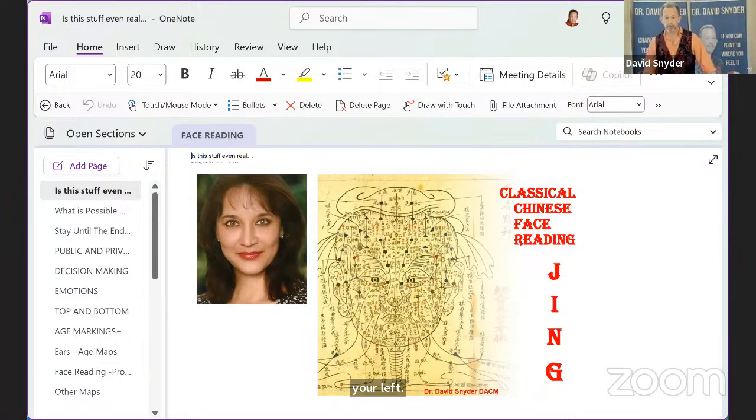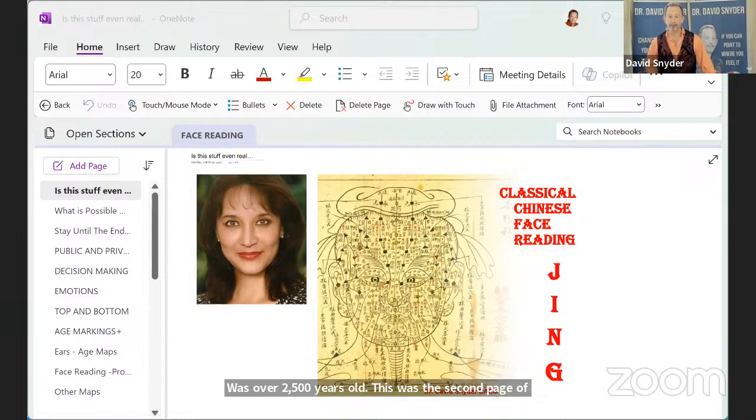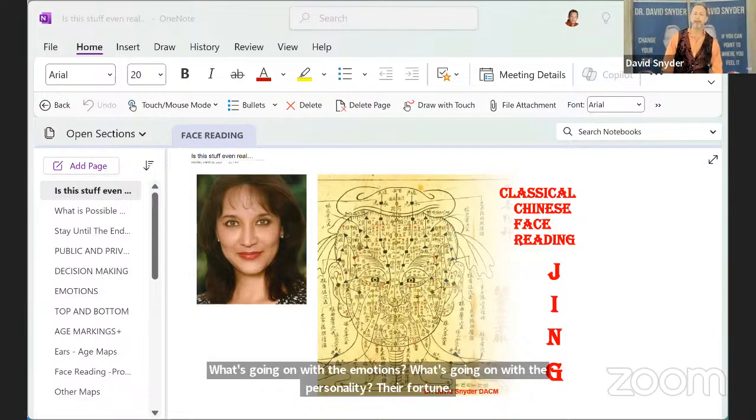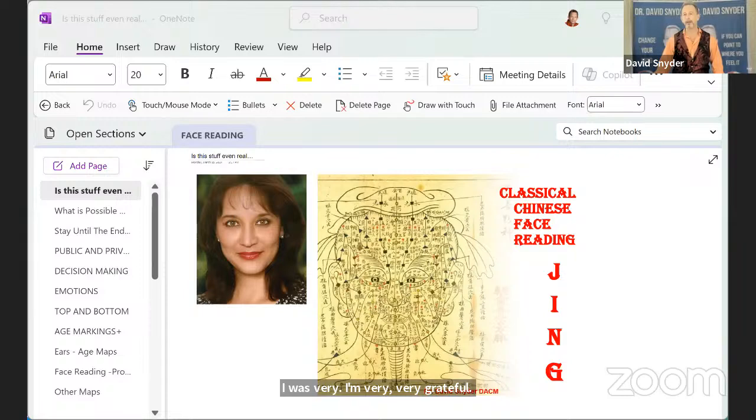The picture immediately to her right, or maybe to your left, is a picture from a very, very old Chinese medicine book. The book itself was over 2,500 years old. This was the second page of that book. And this is all about how to read the face, the different parts of the face, and what they mean in terms of what's going on with the organs, the emotions, the personality, their fortune. I'm very, very grateful to have trained with Lillian, and I'll share why with you.